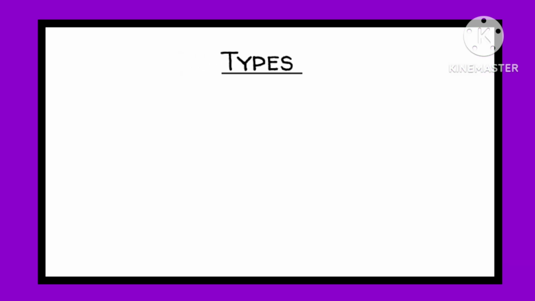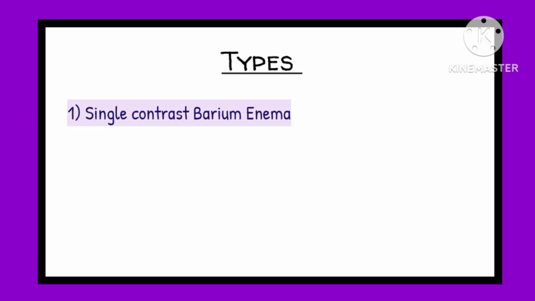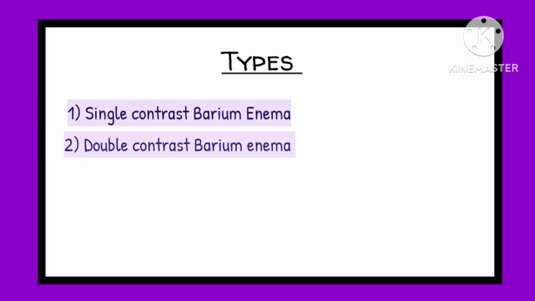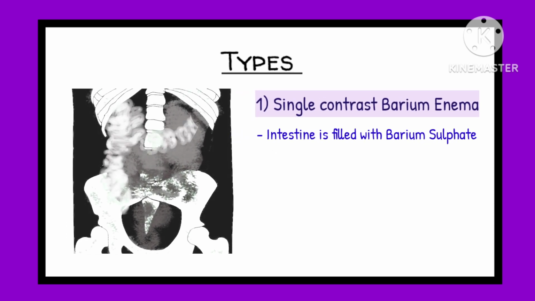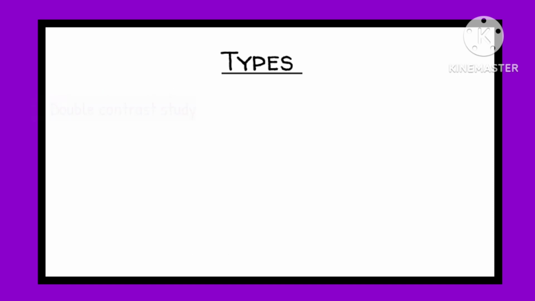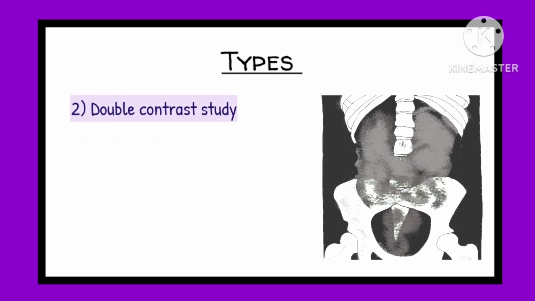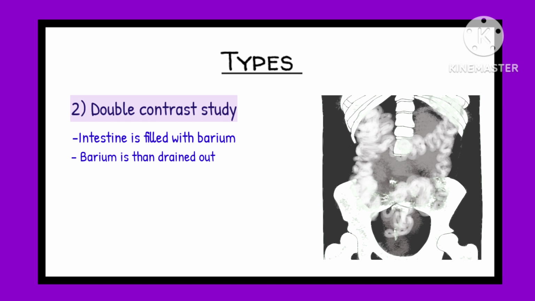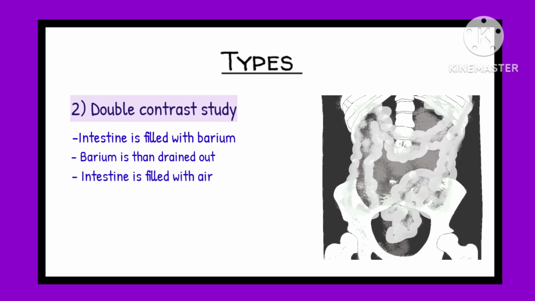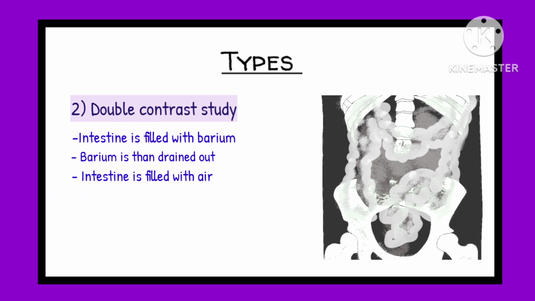Coming to types of barium enema, there is single contrast barium enema and double contrast barium enema. In single contrast study, the intestine will be filled with barium sulphate and an X-ray is taken. In double contrast study, however, the intestine is first filled with barium and then the barium is drained out of the intestine and then the intestine is filled with air before taking the X-ray.